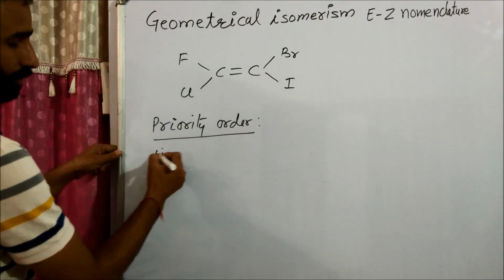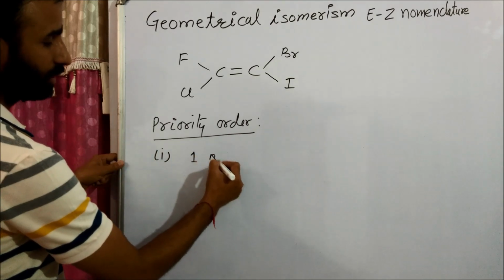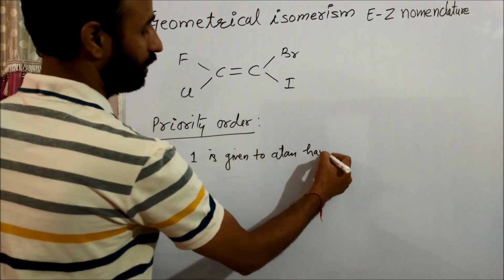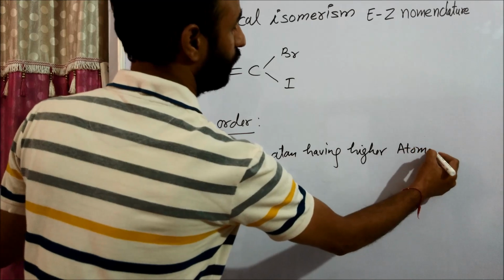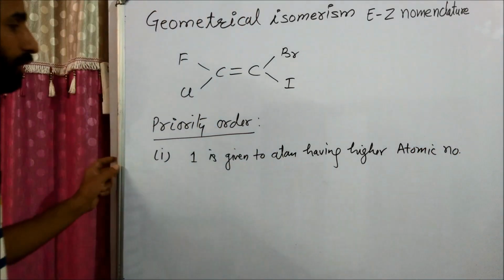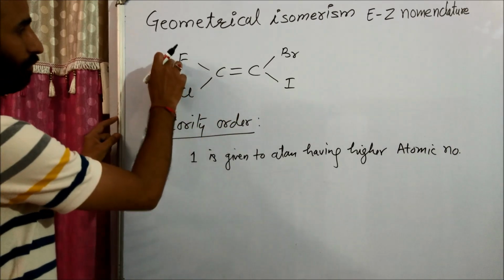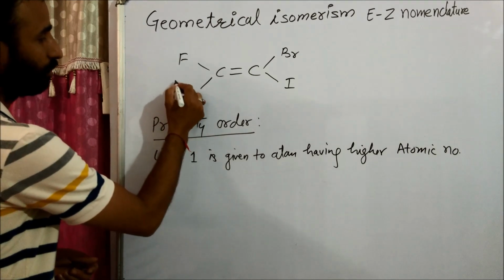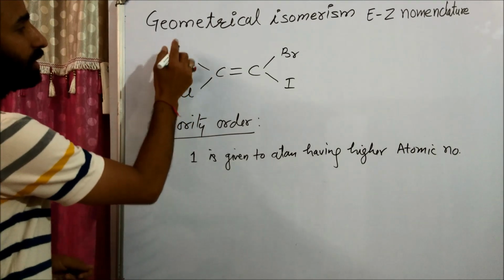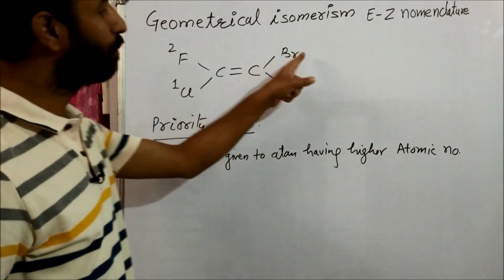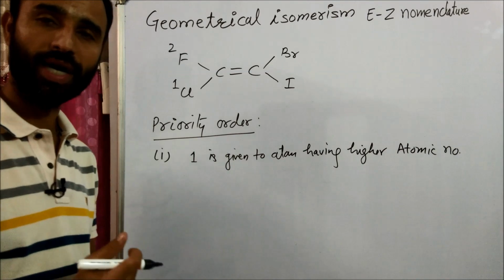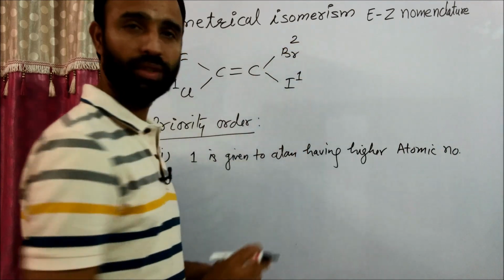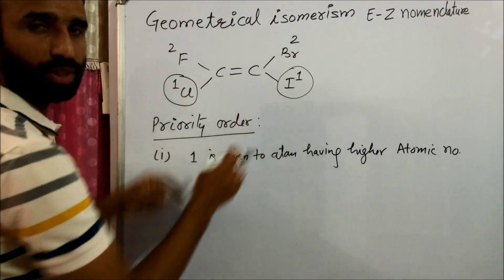First rule is, 1 is given to the atom having higher atomic number. So in this case, out of fluorine and chlorine, which one has higher atomic number? Chlorine. So chlorine gets number 1 and fluorine gets number 2. Out of bromine and iodine, which one has higher atomic number? Iodine. Bromine gets 2. Higher priority groups are on the same side.